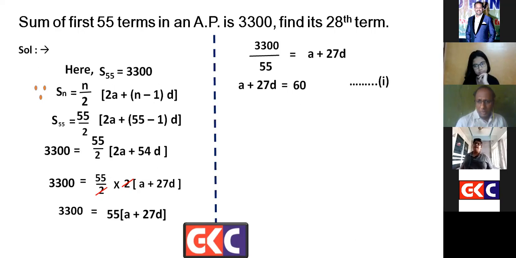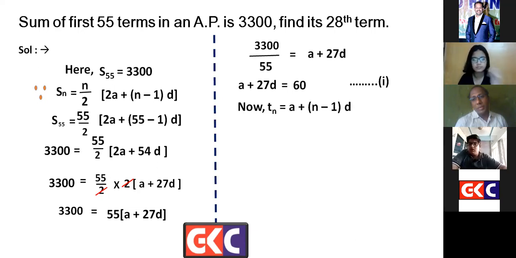What will I do now is, what do they want me to find? The 28th term. So I have to write the formula for Tn. Now what is the formula for Tn? You know it very well: A plus n minus 1 D.